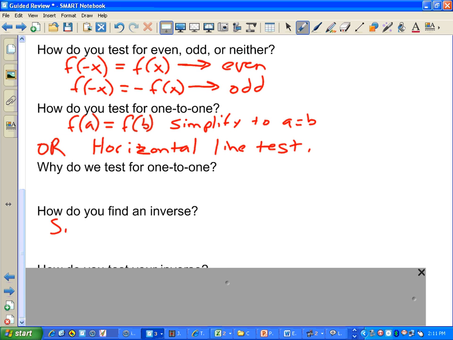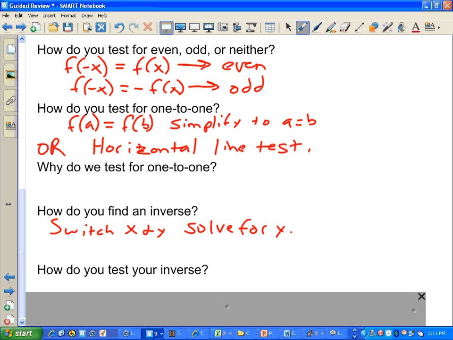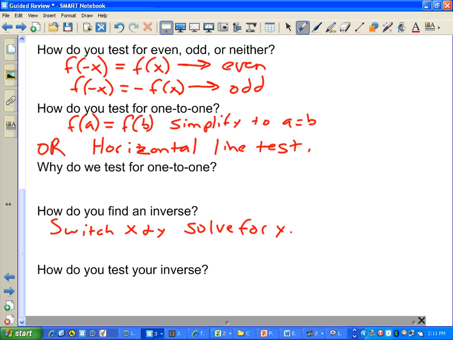How do you find the inverse? Switch x and y. Solve for y. Test your inverse. F of f inverse of x should equal x. That should take care of everything.